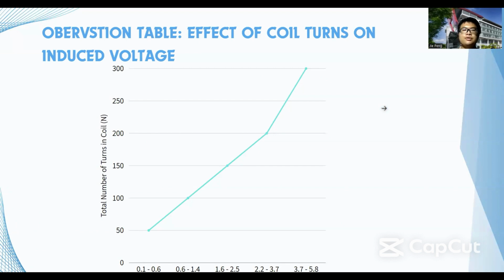From the graph, we can also see a clear upward trend, from 50 turns, 100 turns, 150 turns, 200 turns, and 300 turns. This illustrates the linear relationship between the number of coil turns and the magnitude of induced voltage.